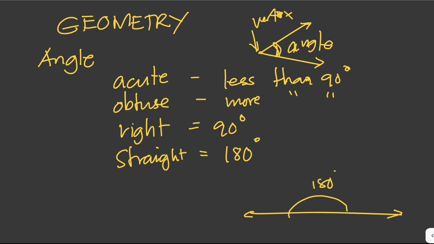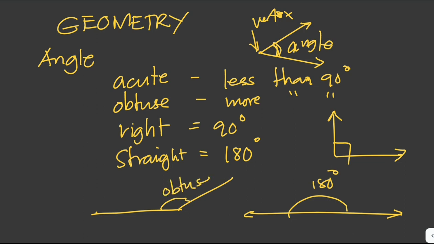So this one is a straight angle, so this is 180. This one is a right angle. Okay. This one is obtuse. And then this one is acute.